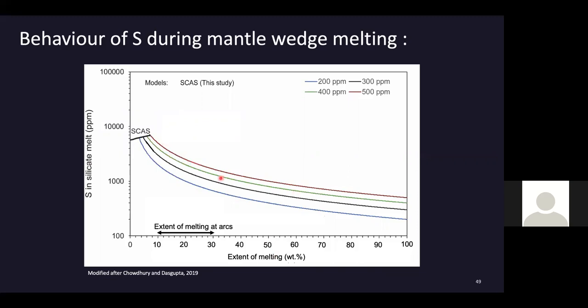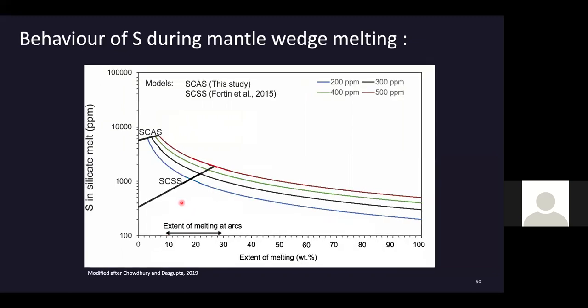The colored lines are different sulfur contents initially present in the mantle wedge. If anhydrite is present as a phase in the mantle wedge, the melt sulfur content will be capped at the value of SCAS, which is shown by this black line. This plot shows us that if anhydrite is present as a phase in the mantle wedge, it will get exhausted before 10% of melting. But as at arcs, the extent of melting is much higher than 10%, we will say that anhydrite as a phase is unlikely to be stable in the mantle wedge.